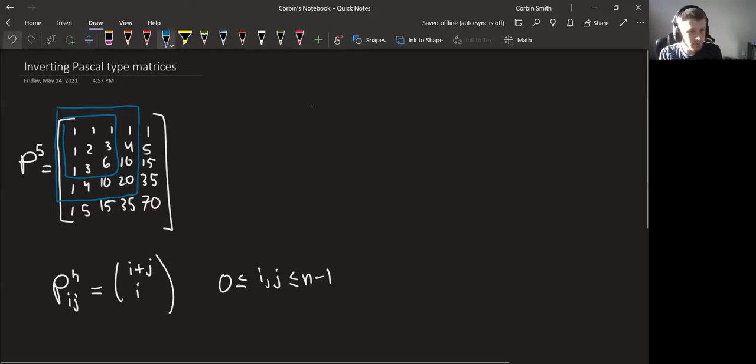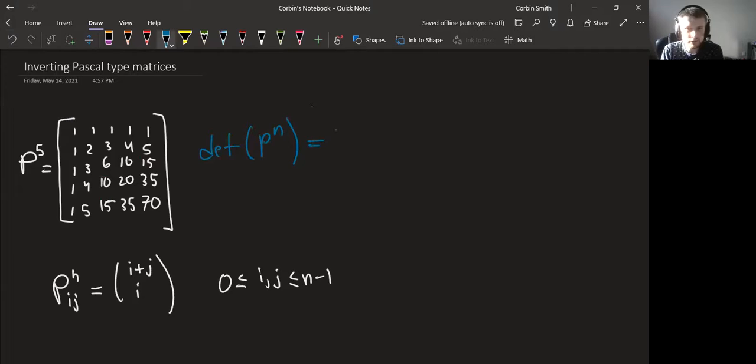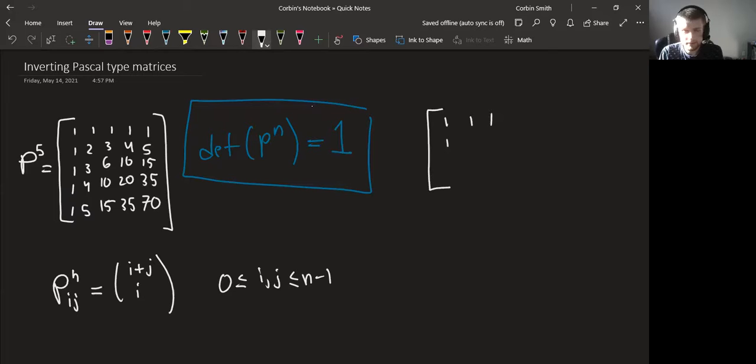You want to know something else that's cool? What? The determinant of Pn is always equal to 1. Wait. That's the answer for P5. What about P3? It's true for P3. Let's compute it for P3. This is an amazing claim, right?